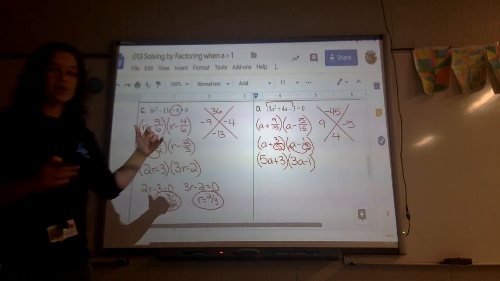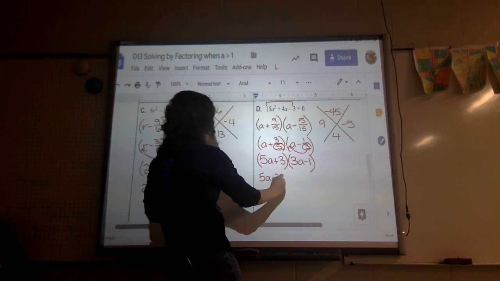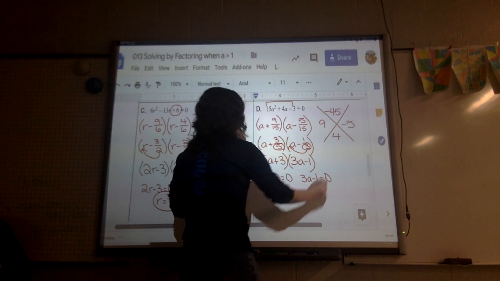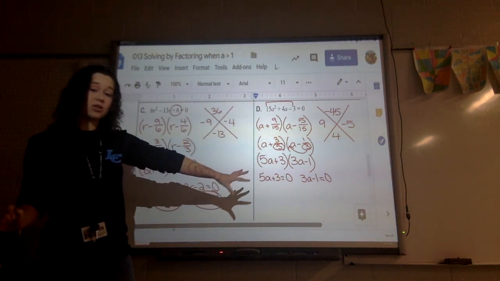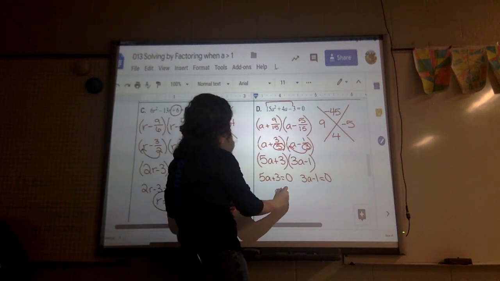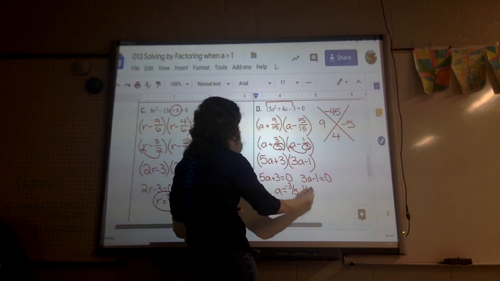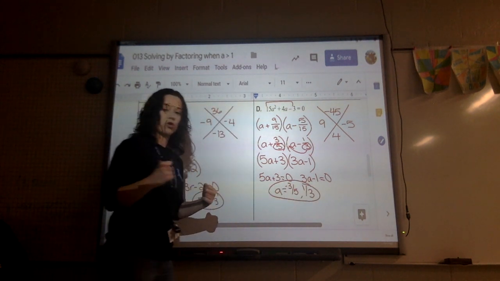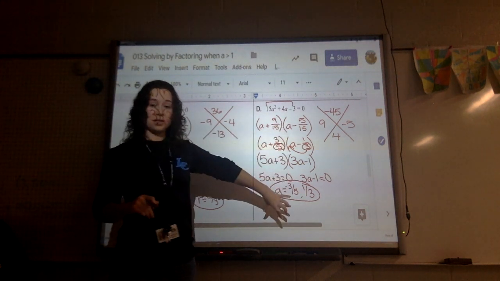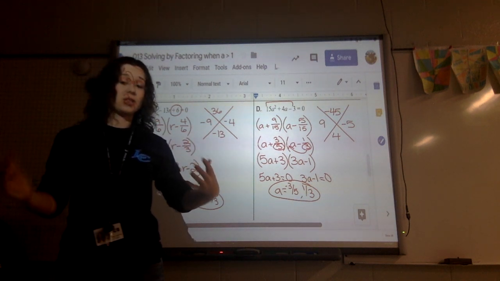If I want solutions, I take each piece, set it equal to 0. And I'm not going to go through the process of solving these right now, but if you do solve them, you get negative 3/5 and positive 1/3. And then you're done. And so again, my factors had opposite signs for my solutions. That's one way to double check yourself. Make sure that you haven't made a mistake somewhere.